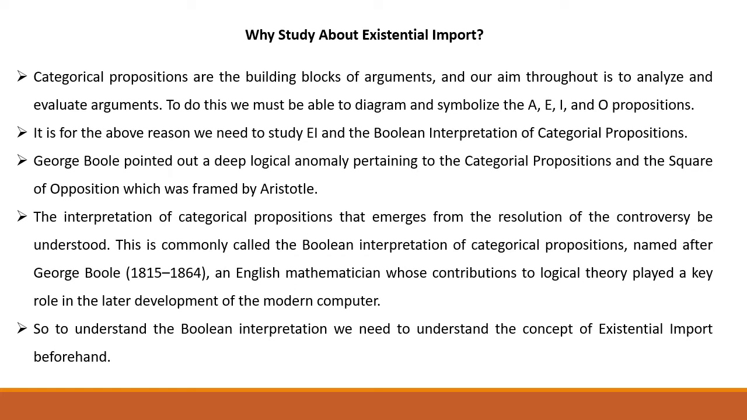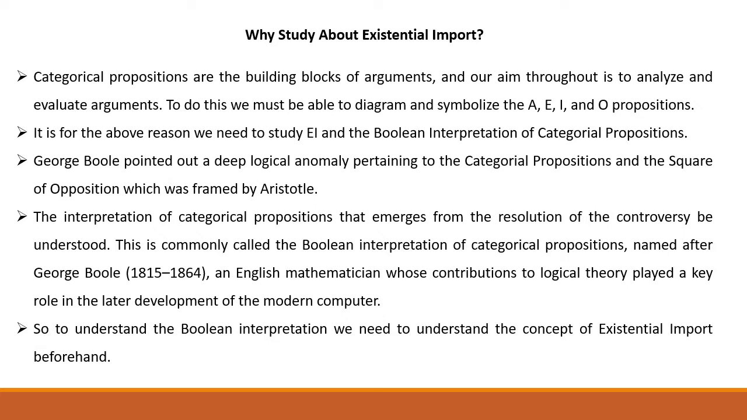If we understand the existential import, then we will also understand the Boolean interpretation of the square of opposition. Now, George Boole pointed out some problems pertaining to the categorical propositions and the square of opposition, which was traditionally framed by Aristotle. George Boole gave a new interpretation which emerges from the resolution of the controversy. This new interpretation of the relation between categorical propositions and their status is known as the Boolean interpretation of the categorical proposition.